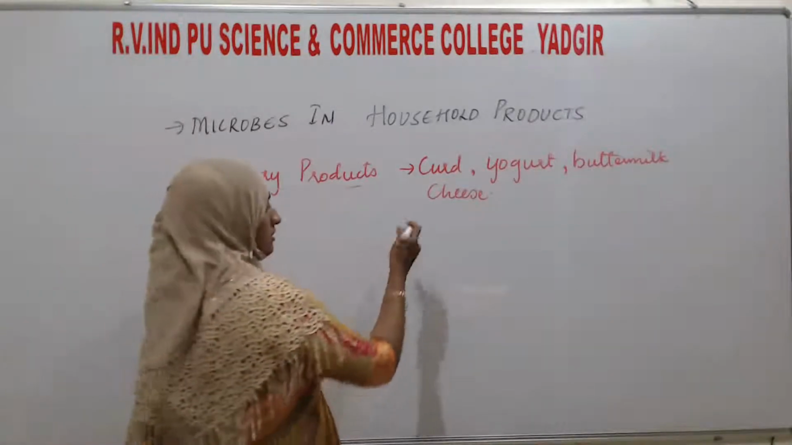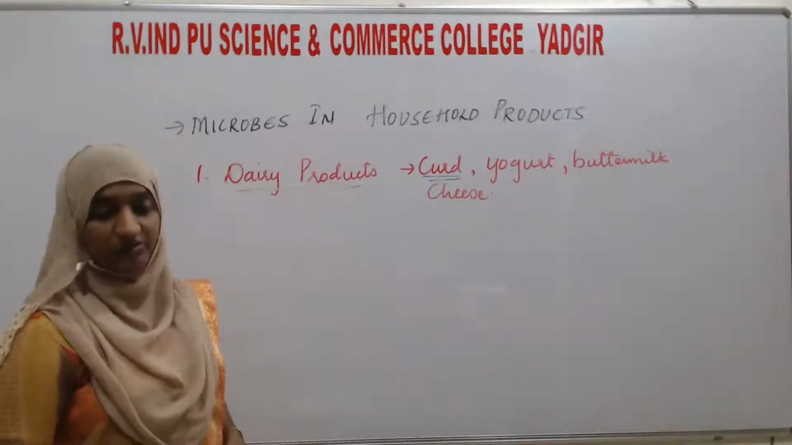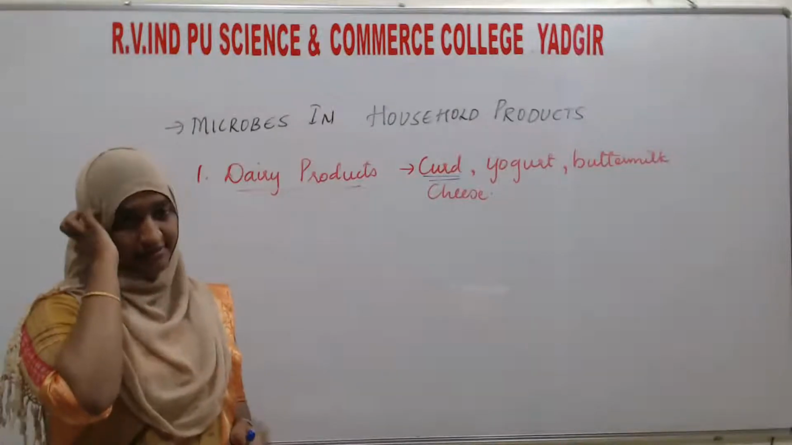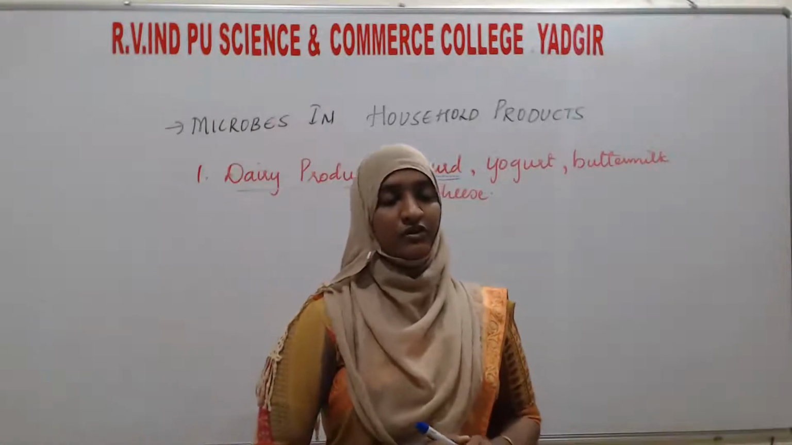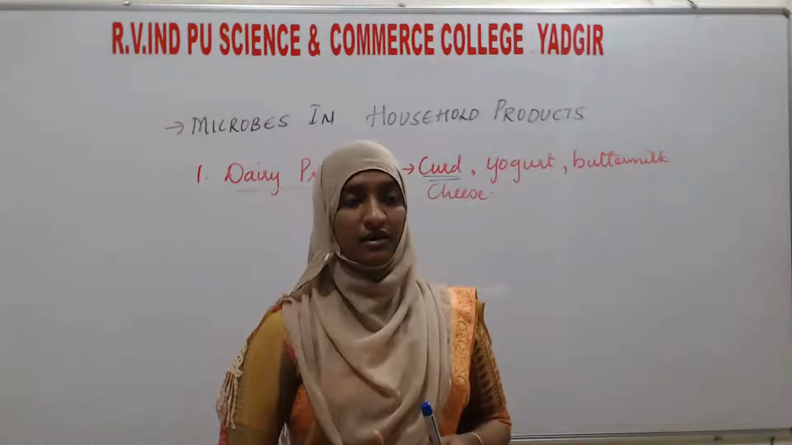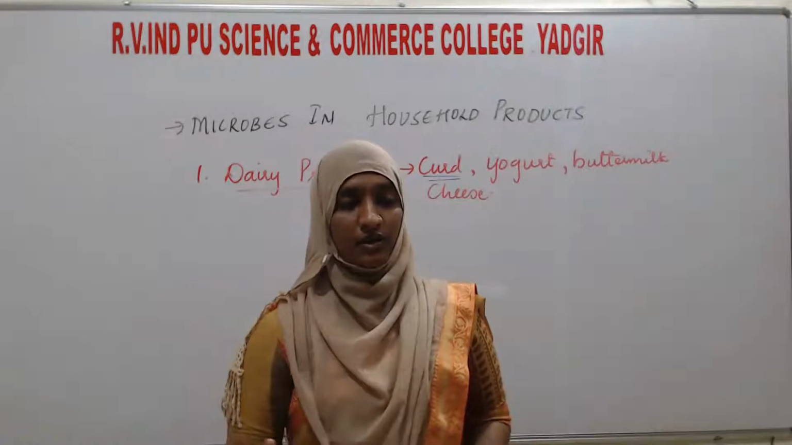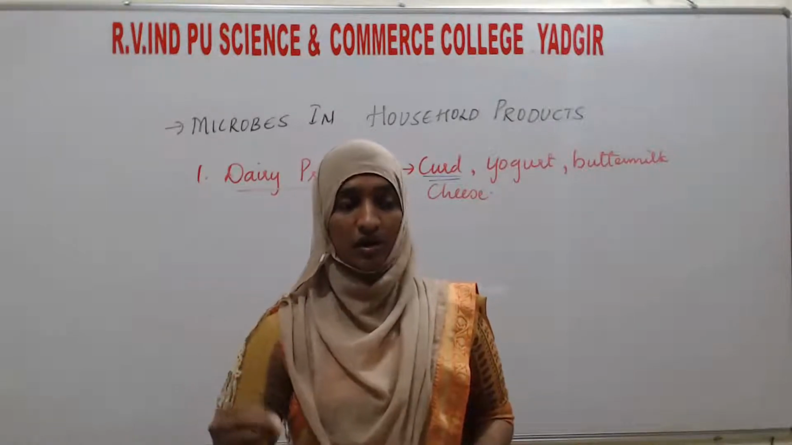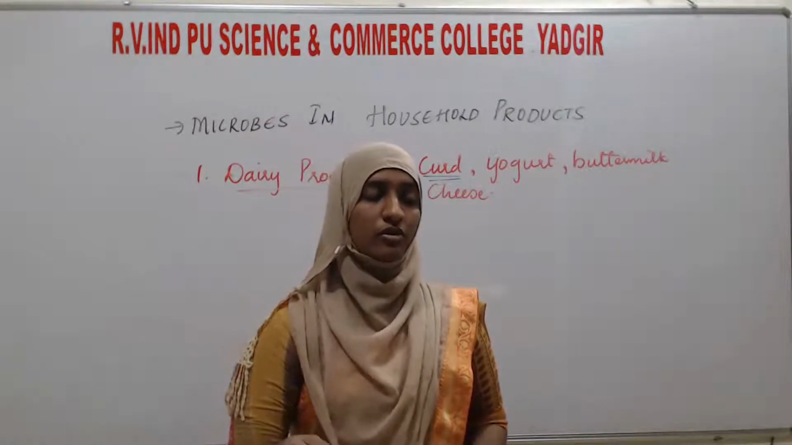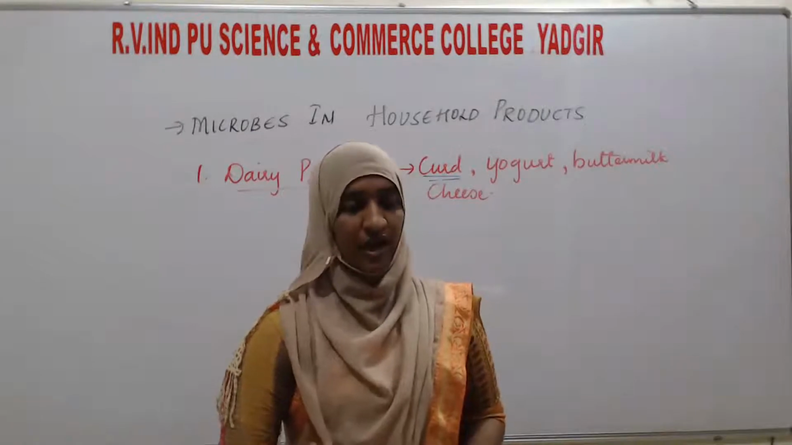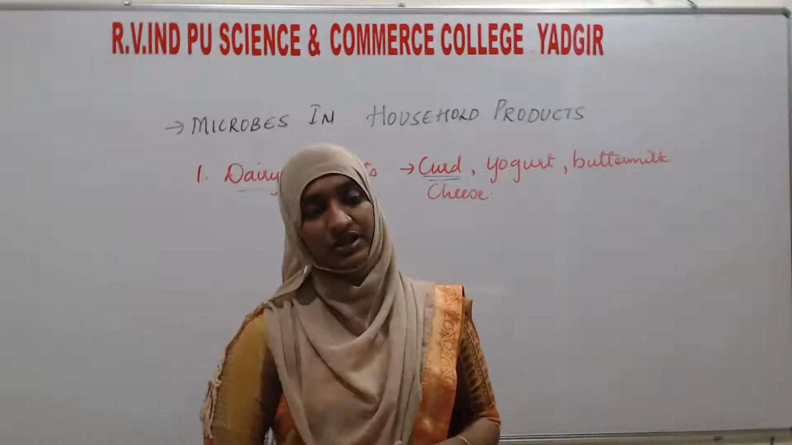First we will see about curd. This curd is prepared by certain microbes. You commonly know how curd is prepared. First we boil the milk, then we keep it to cool down. The temperature should come down, not too hot and not too cold. Then we add two spoons of curd into that milk. After 6, 7 to 8 hours, you can see that the milk has converted into curd.